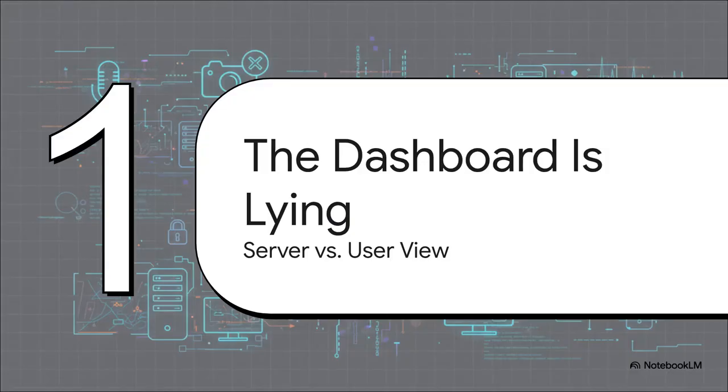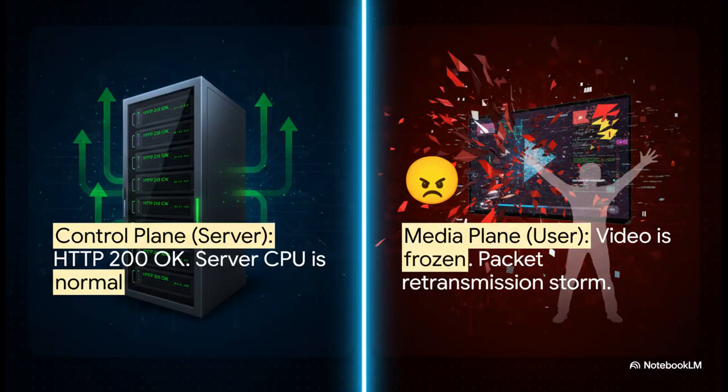All right, let's peel back the layers on this. The dashboard is lying to you, and we need to uncover this massive gap between what your servers are reporting and what your users are actually feeling. This slide says it all. It's like we're looking at two different universes existing at the same time. On the left, you've got the control plane. That's what your dashboard sees. Everything's great. HTTP check is 200 OK, API is reachable, server CPU is just chillin'. But on the right, you have the media plane. This is your user's reality. And it's a nightmare. The media encoder is stalled, there's a packet retransmission storm brewing, and their video is completely frozen. See the difference? You're measuring server availability, not user experience.